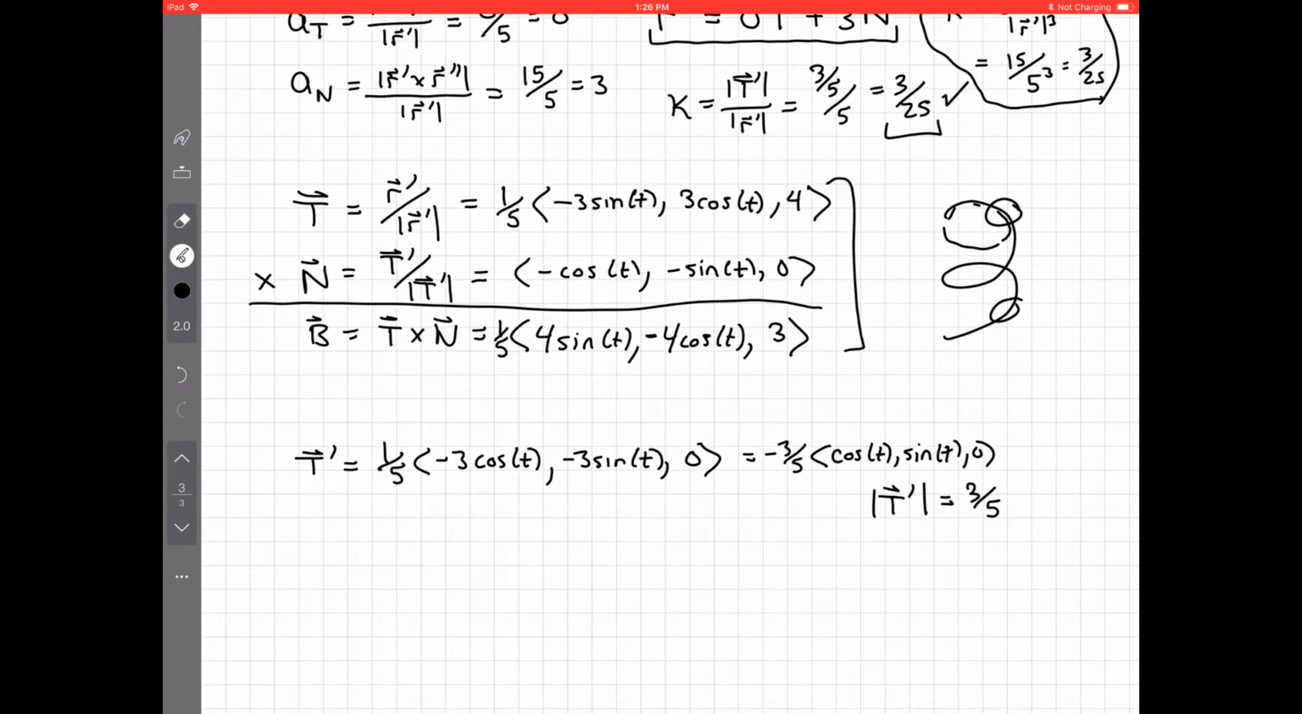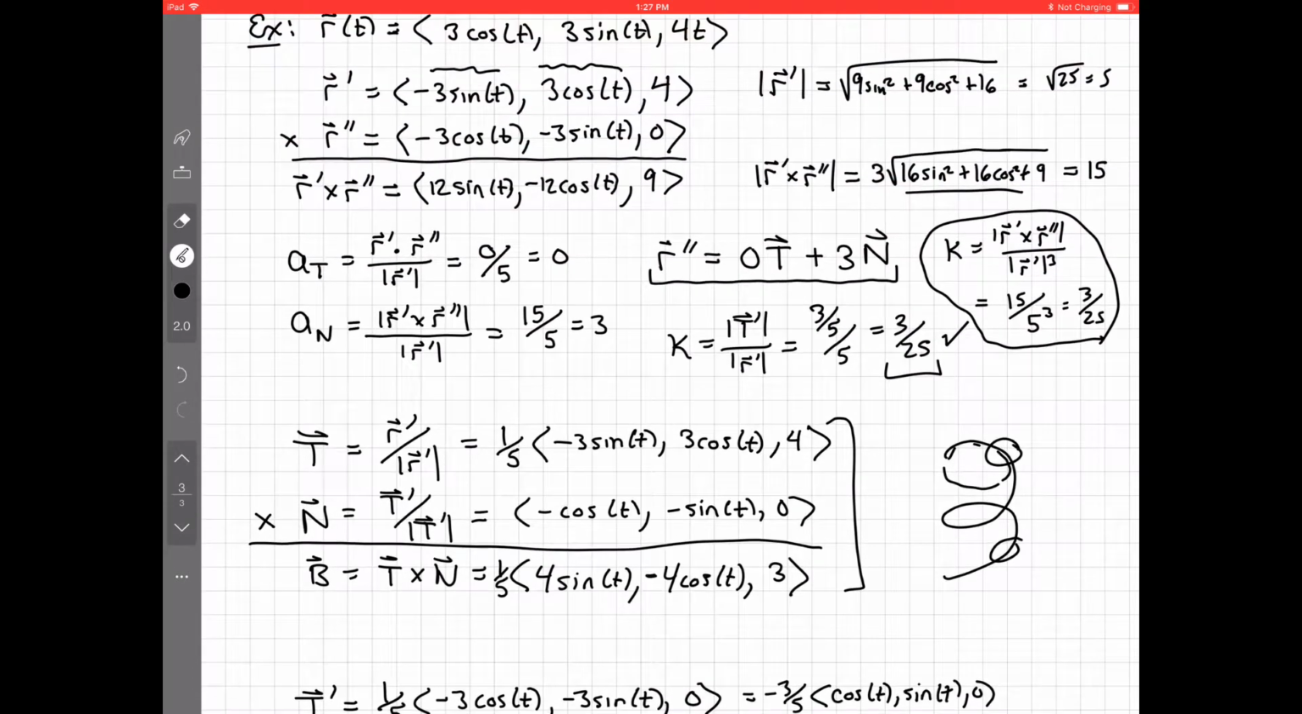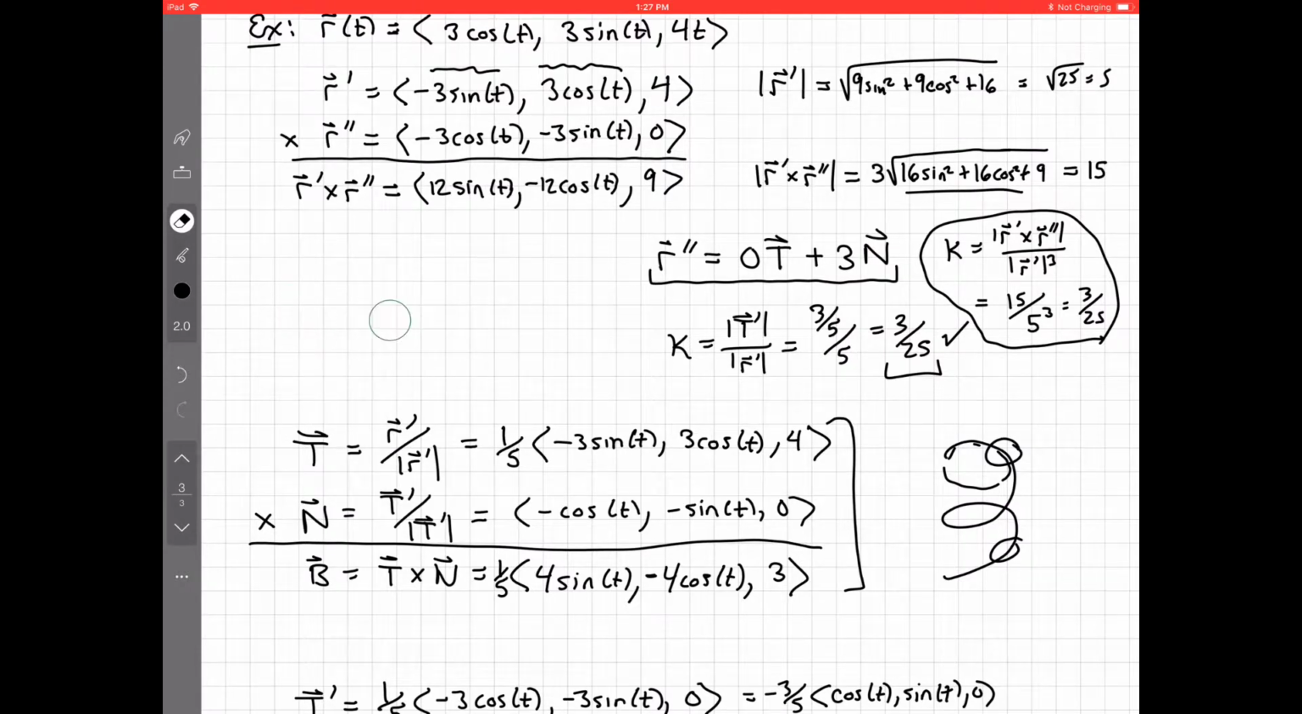Okay. Finally, let's look at torsion. So I'm going to erase a little bit of our work here. Okay, get some things out of the way.